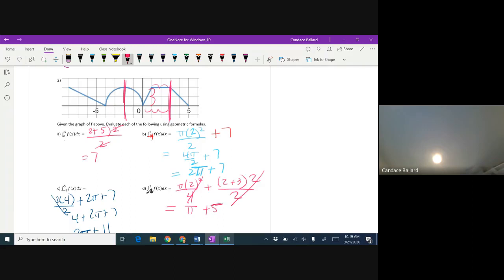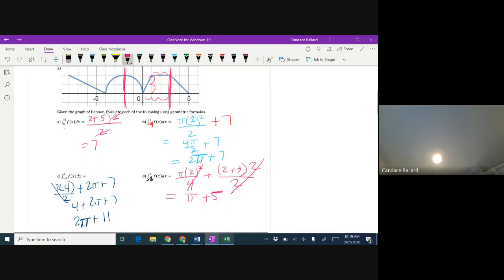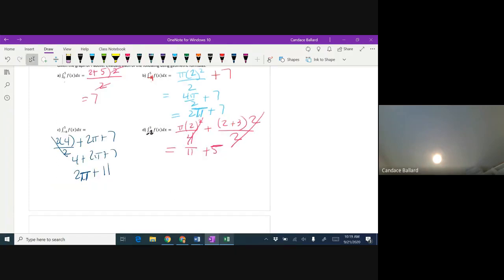We okay on that part? Can we handle that piece? Anna's giving me a thumbs up. Awesome. All right. Let's look at the next piece.